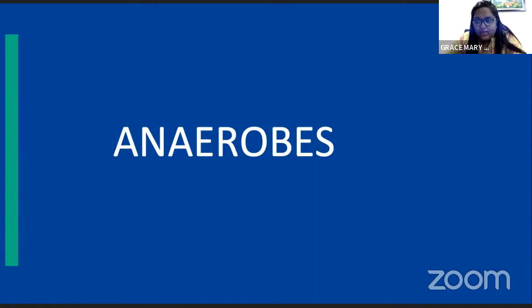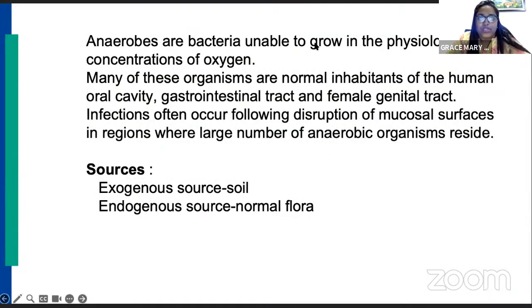Now, coming to anaerobes, I'm sure that all of you know what anaerobic organisms are. An aerobe is something that requires oxygen, and an anaerobe is something that need not have oxygen for its growth. So anaerobic bacteria, like you can see, are unable to grow in a physiological concentration of oxygen. And these organisms are usually our commensals. That means they inhabit our body, whether it is our skin, our oral cavity, our gut, or our genitourinary tract. A lot of bacteria that don't require so much oxygen live within us, and they are also seen outside of the human body.